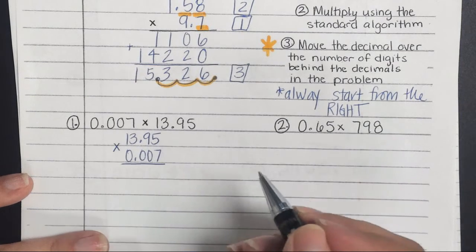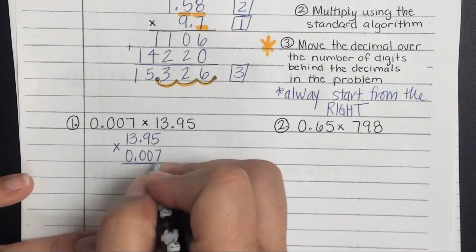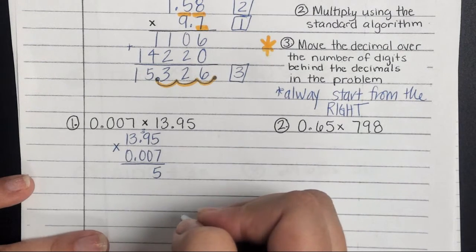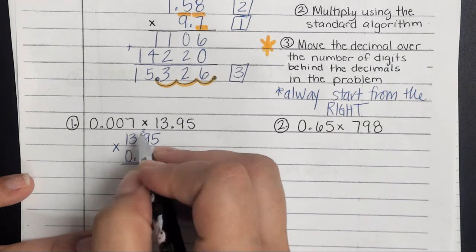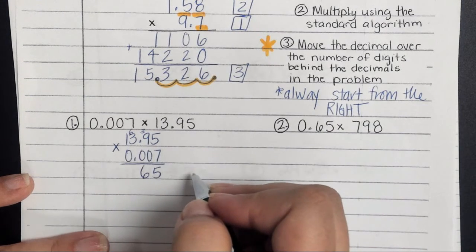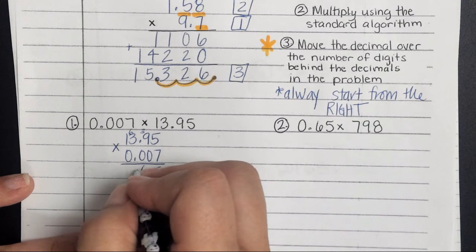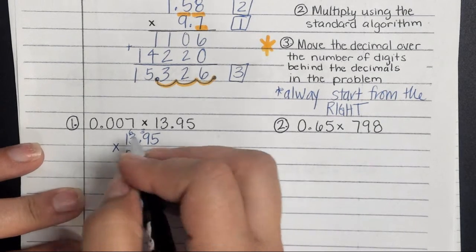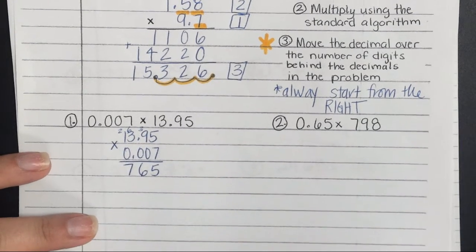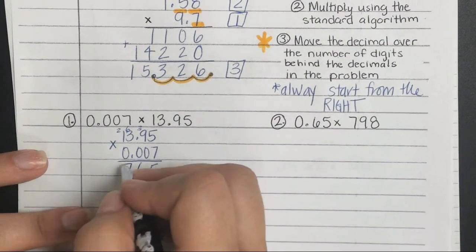So, what is 7 times 5? 35. We're going to carry our 3. 7 times 9? 63 plus 3 gives us 66. 7 times 3? 21 plus 7? Oops, I'm sorry, 21 plus 6, 27. 7 times 1 plus 2 is 9.